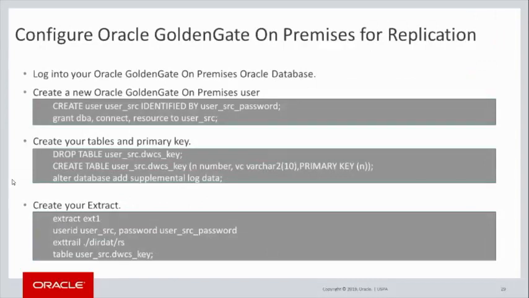To prepare the on-premises database for synchronization, the following steps must be followed. Log into your Oracle GoldenGate on-premises Oracle database. Create a new Oracle GoldenGate on-premises user. You can do that with the create user username identified by password command. Grant DBA, connect, and resource to the user just created. Create some tables for the process with the drop table and create table commands, and create your extract using commands such as extract, user ID, extrail, and table.